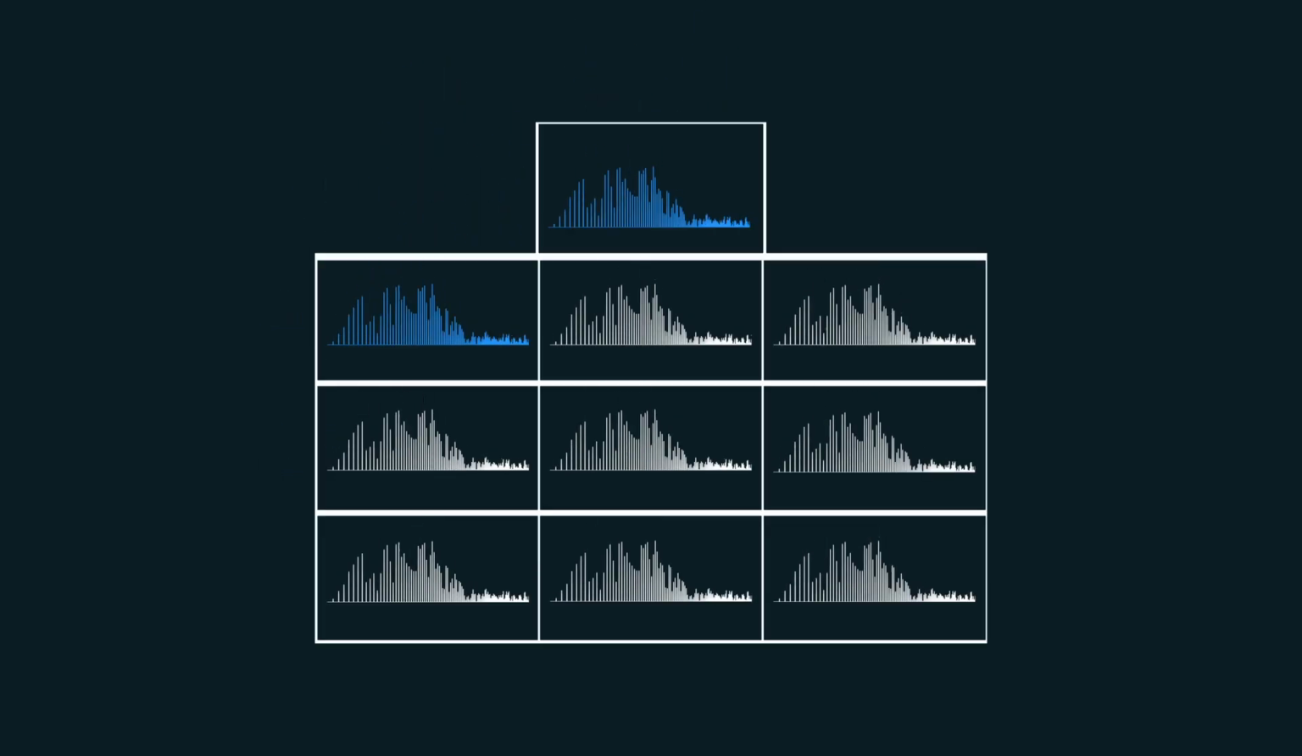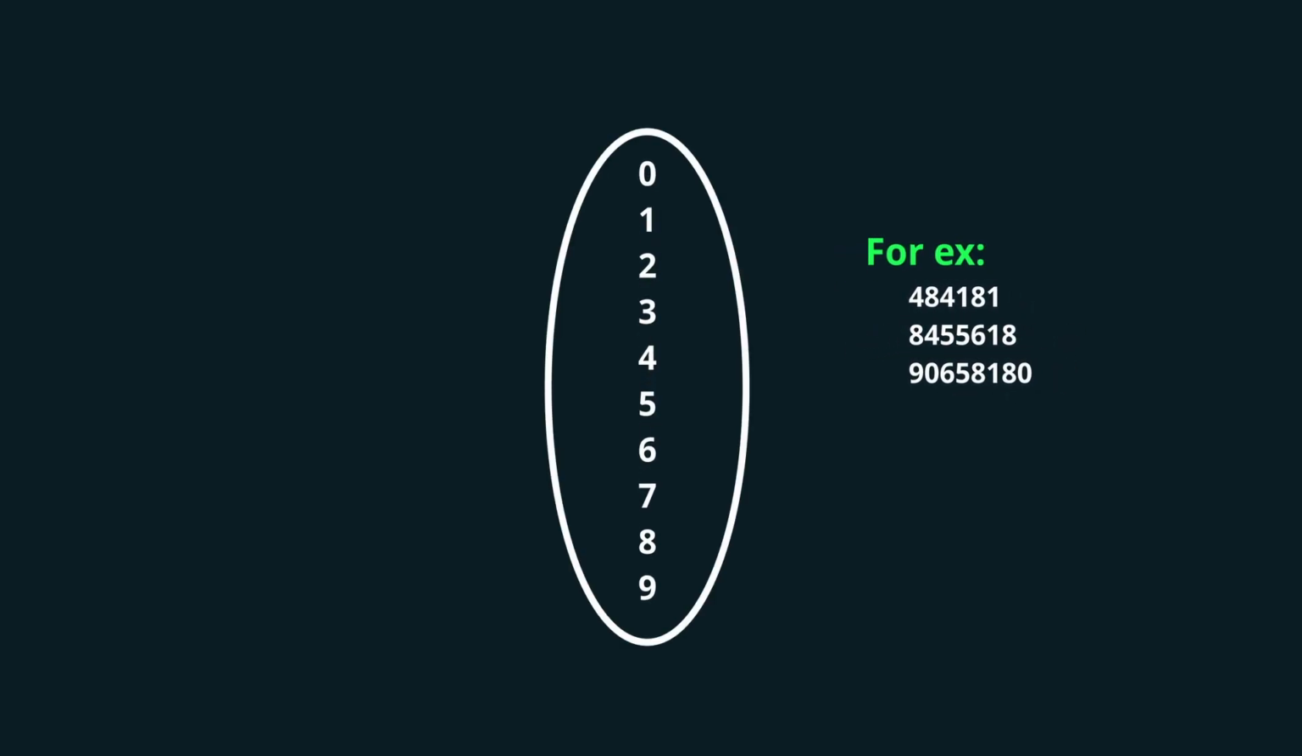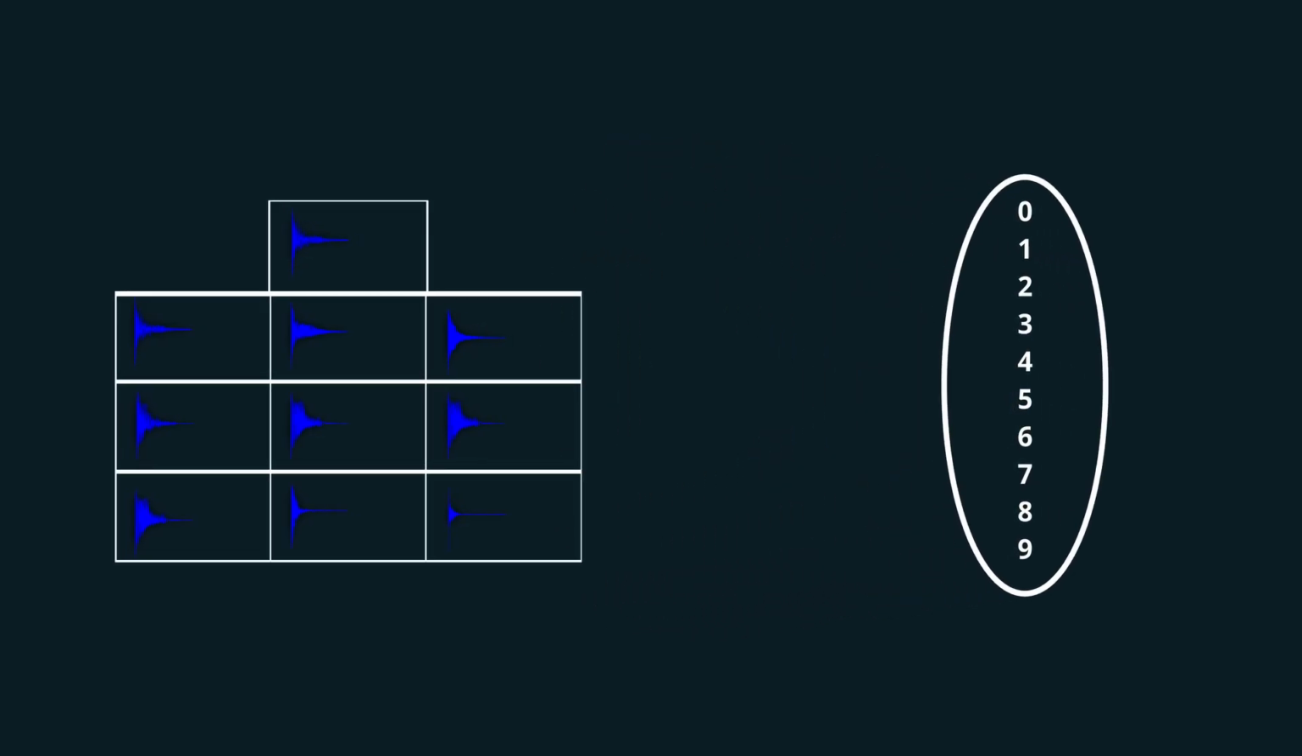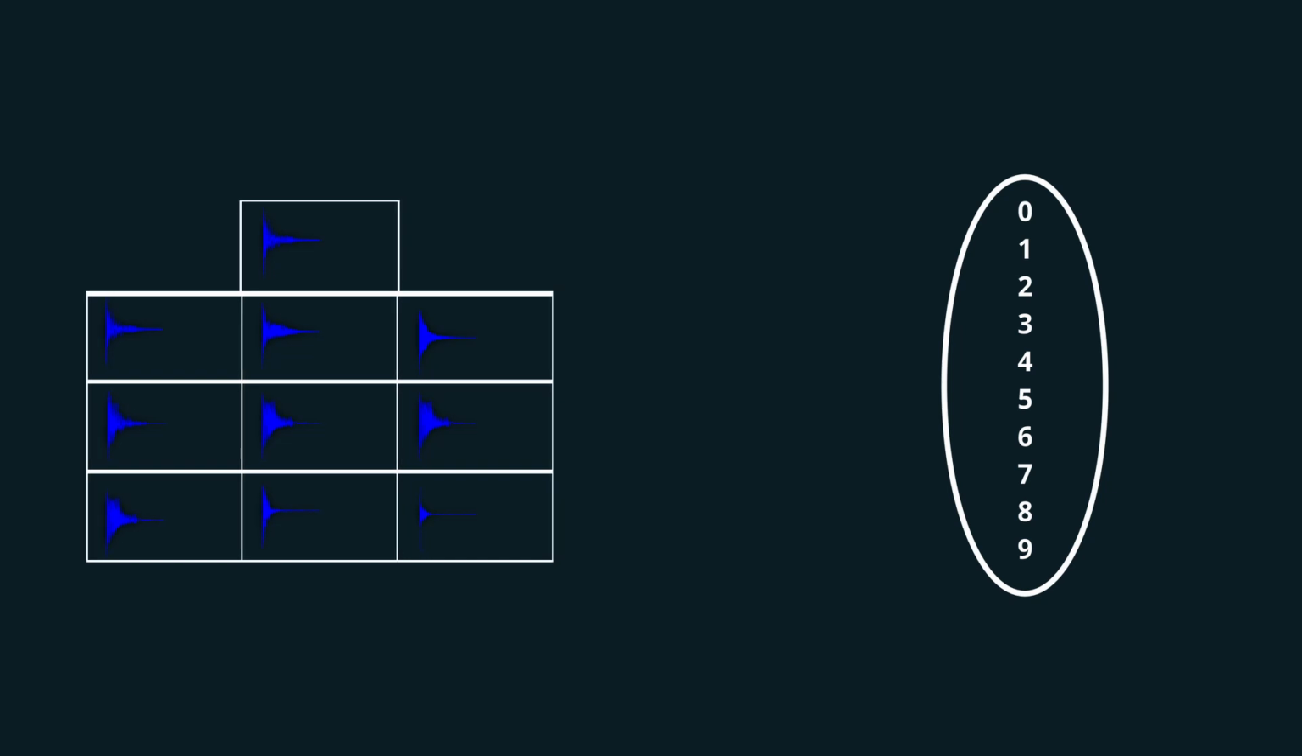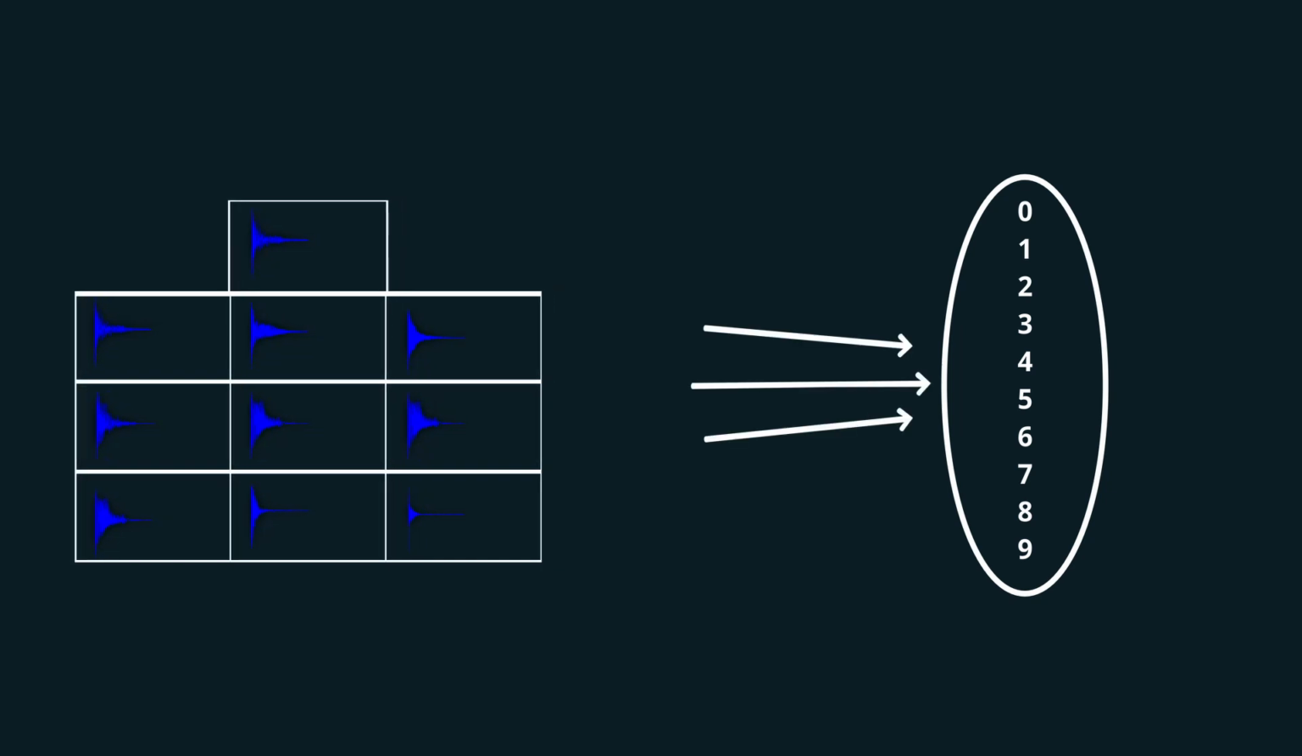Sounds amazing, right? This is a beat. This is another beat. Like so, there are a total of 10 beats. Now any number is just a combination of 0 to 9 digits. Our goal is to generate sounds by number. One thing we can do is map all these beats to the set of numbers from 0 to 9.